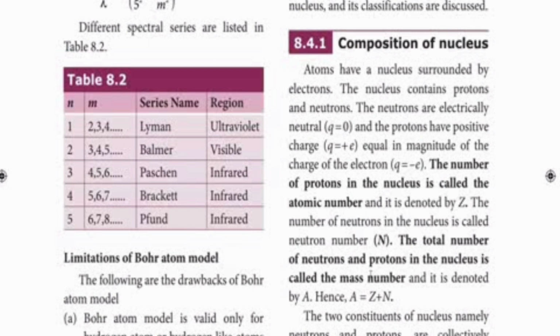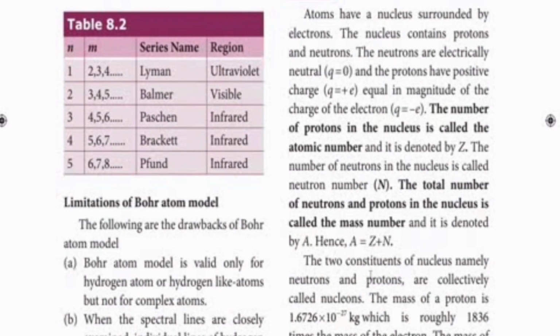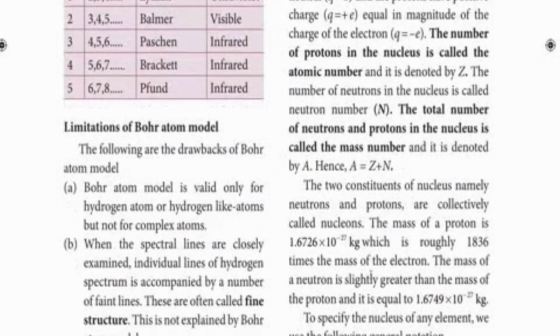In an atom, electron, proton, and neutron are inside the atom. Inside the nucleus, it has the proton and the neutron. The number of protons in the nucleus is called the atomic number, represented by the letter Z. The total number of neutrons and protons in the nucleus is called the mass number, and that is the letter A.